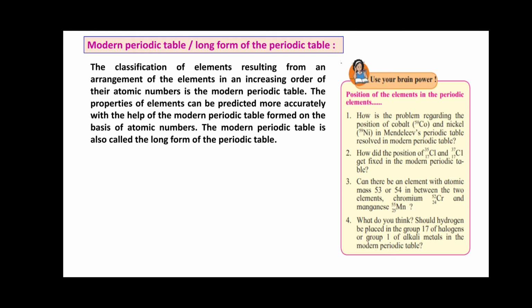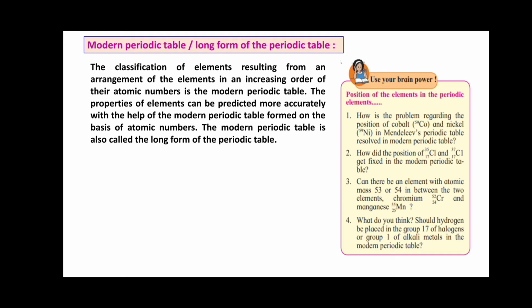Third question that arises is regarding this: can there be an element with atomic mass 53 or 54 in between the two elements chromium 24, Cr 52 and manganese 25, Mn 55?